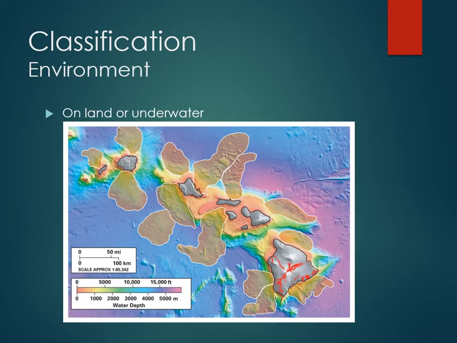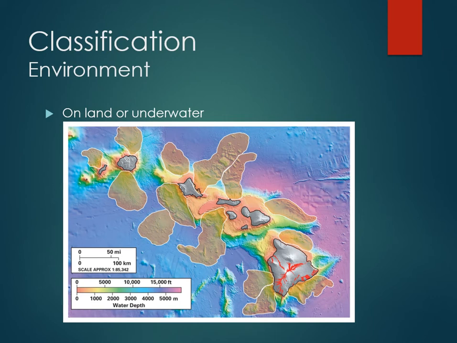Now, one more thing we're going to look at is the environment where it happened. When you think of landslide, we think of just things on land, right? But these can happen underwater as well. So landslides that happen on land are often referred to as being subaerial. And landslides that happen underwater are called submarine. So under the water versus under the air in those cases.